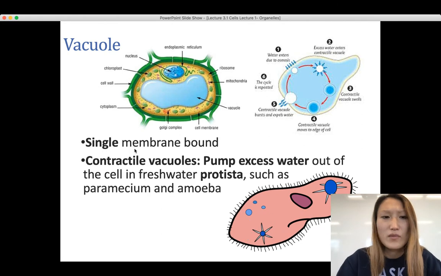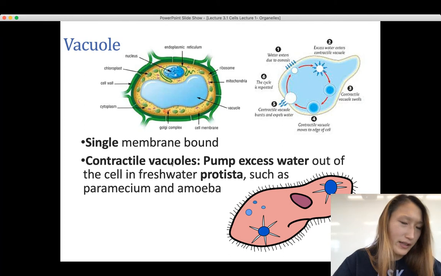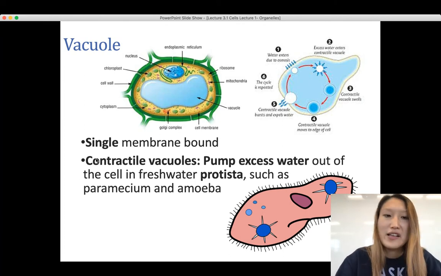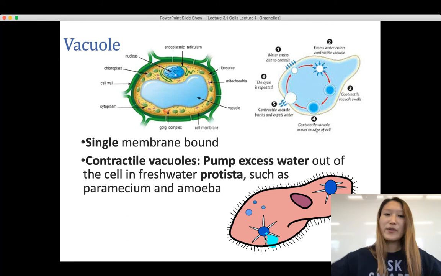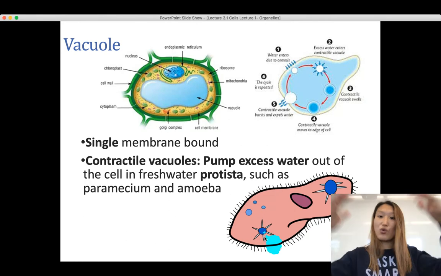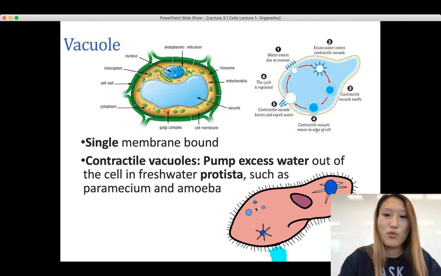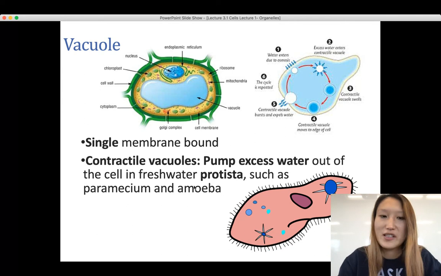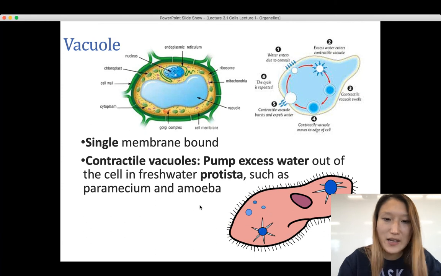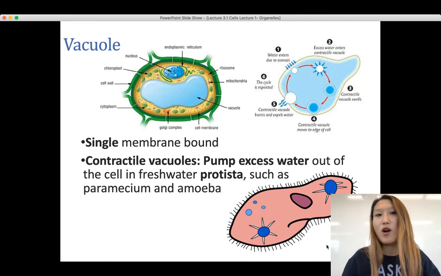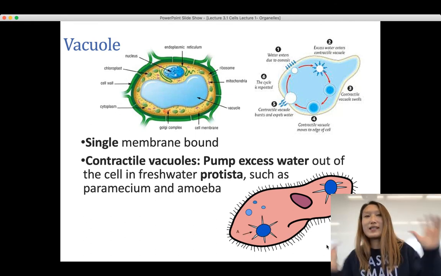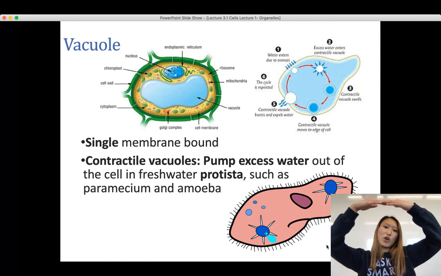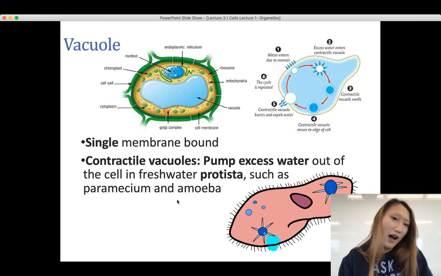So vacuole is made out of single membranes, so this is another membrane-bound organelle. So what happens with this contractile vacuole is, as you can see, it is formed around water, and then it pumps the extra water out. An example is there's certain freshwater protists, such as paramecium and amoeba. They will form these contractile vacuoles. You form this membrane around water, and then you get it out of the cell, basically.